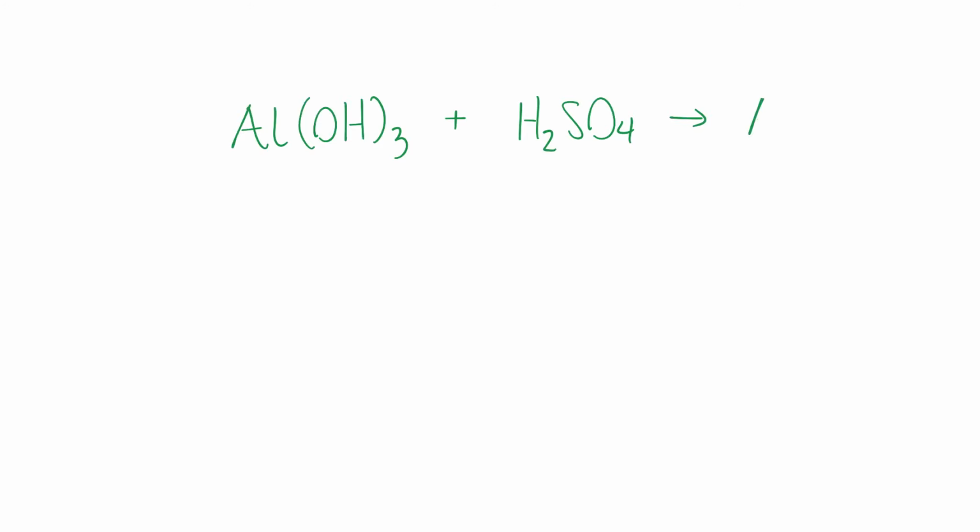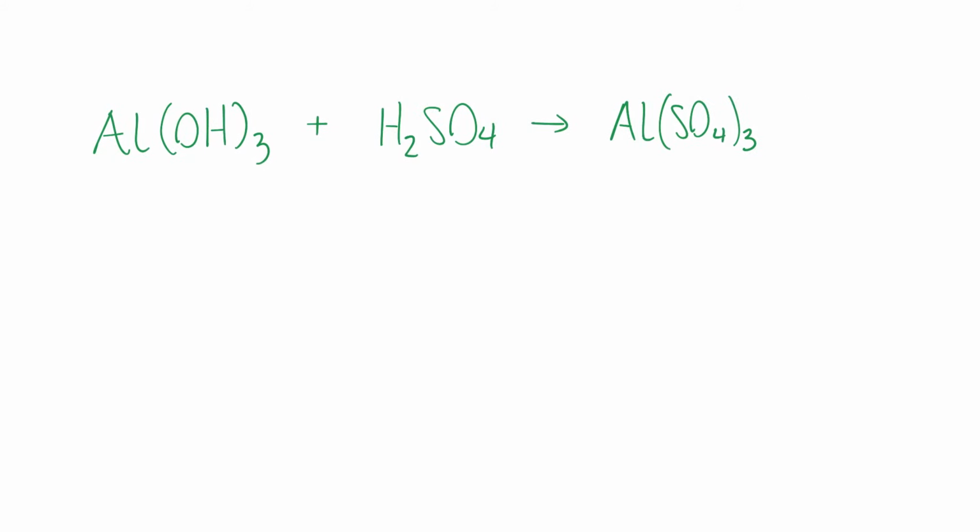elements. So like, let's say we have aluminum hydroxide plus sulfuric acid. Okay, so I've got a lot going on here already. And that is going to yield aluminum sulfate, SO4, 3, and water, H2O.